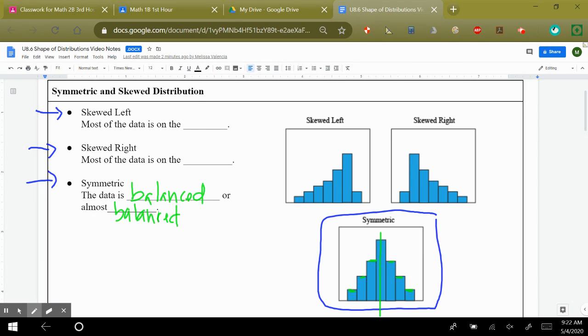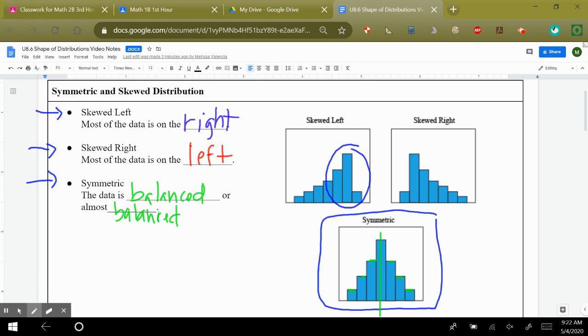Okay. If you're skewed left, and this seems kind of backwards, but if you're skewed left, most of the data in that distribution is on the right. And if you're skewed right, most of the data is on, let me do that in a different color, most of the data is on the left. So let's look at a little trick to help us figure out and sort if it's skewed left or skewed right. If you're skewed left, most of the data is on the right.